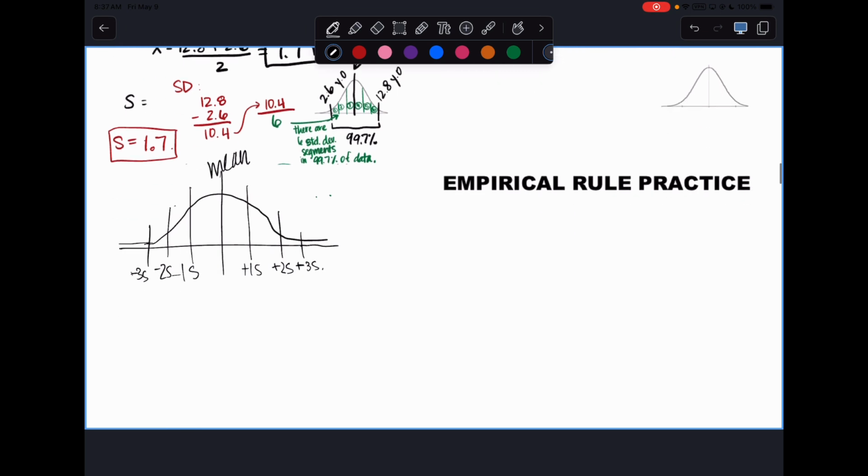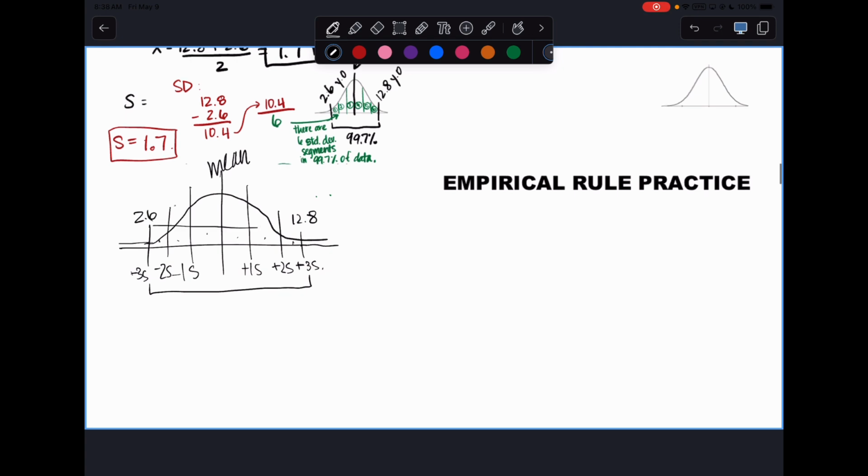So that would be 2.6 and 12.8. This is 99.7% of your data. How many segments of standard deviations are in between those two? 1, 2, 3, 4, 5, 6, right?